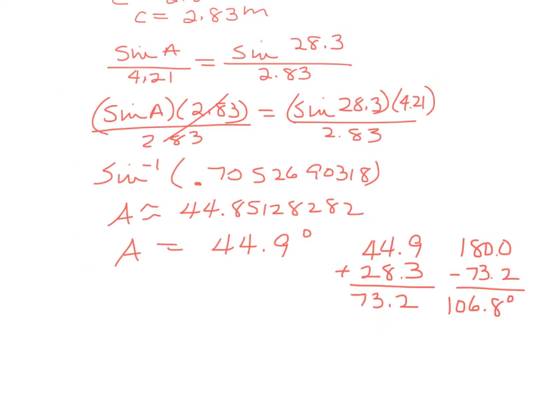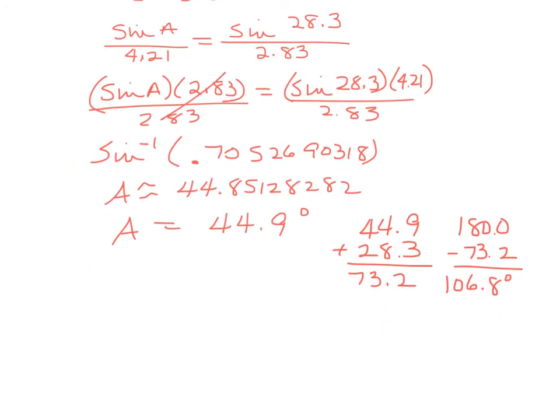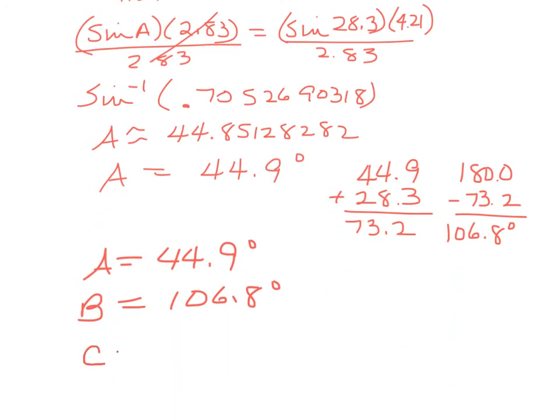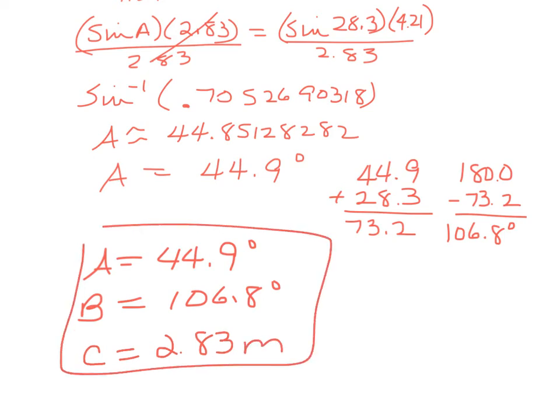106.8. So again, this was a side angle side. So I found out that angle A equals 44.9. And I'm missing another angle, so that's going to be angle B, which is 106.8. And then the side length that I found at the beginning, which was C, 2.83. So those were the missing pieces because they had given me angle C and sides B and C.